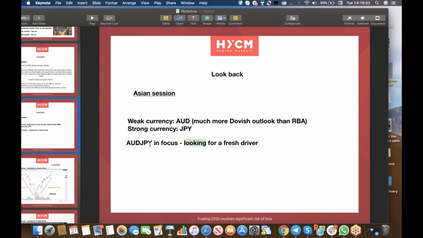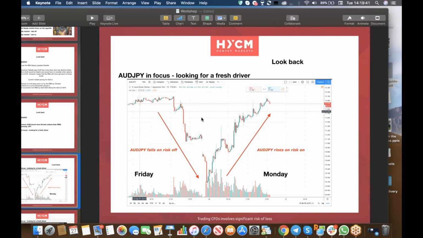Now, I was short Australian dollar Japanese yen on Friday, and I closed my profits out before the weekend, and I'll just show you how and what I did. So this is the Australian dollar Japanese yen pair. I just took this because it's a good learning point for us. If you see on Friday, we saw that the Australian dollar Japanese yen fell on a risk-off tone.